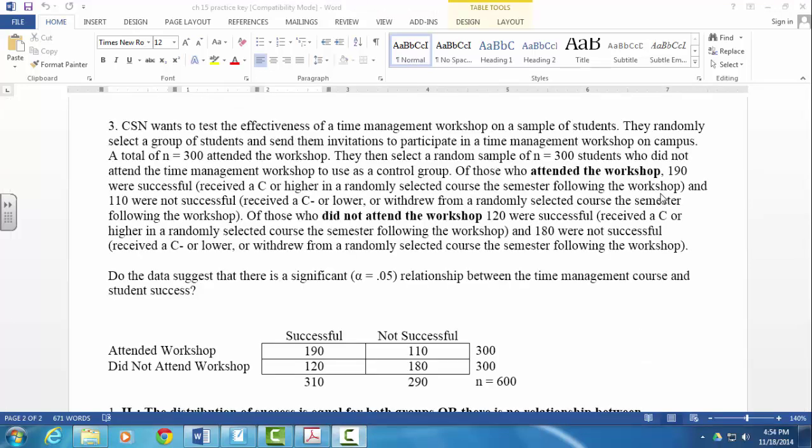Okay, now let's look at the chi-square test for independence. So in this example, CSN wants to test the effectiveness of a time management workshop on a sample of students. So they randomly select a group of students and send them invitations to participate in a time management workshop. So 300 attended the time management workshop. And then they also compare that 300 who attended the time management workshop to a group of 300 who did not attend the time management workshop. And they call this the control group.